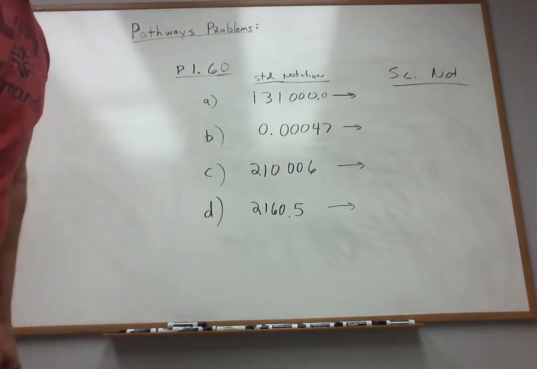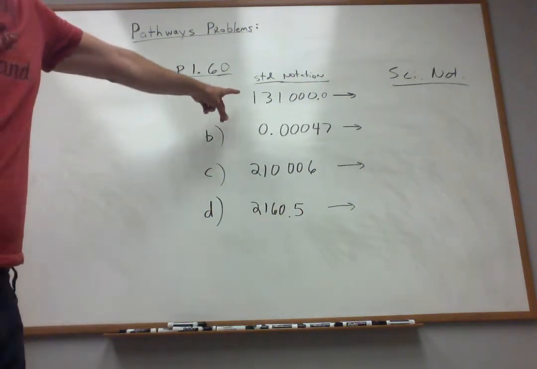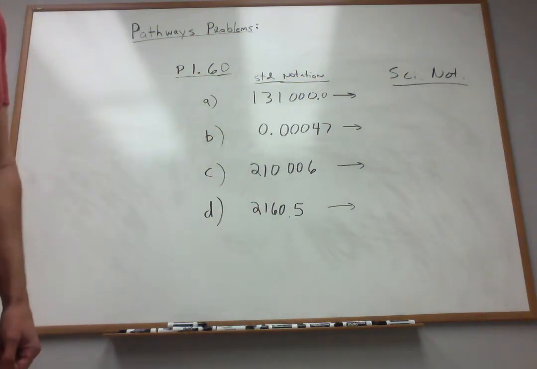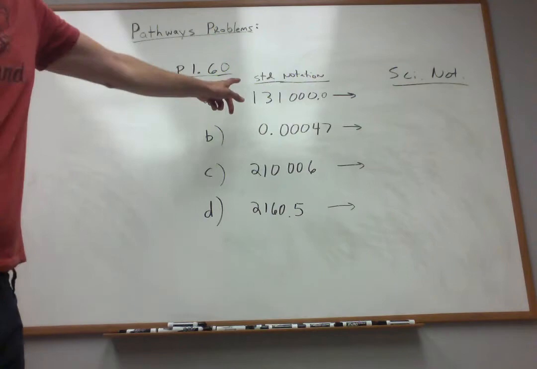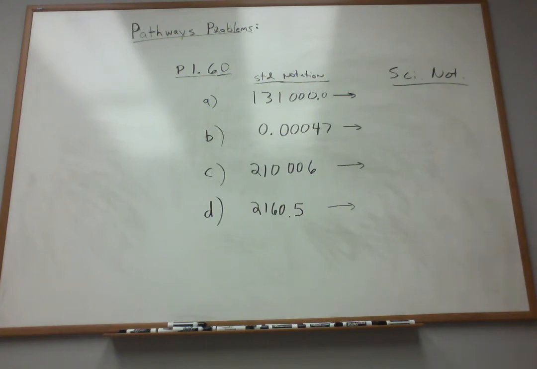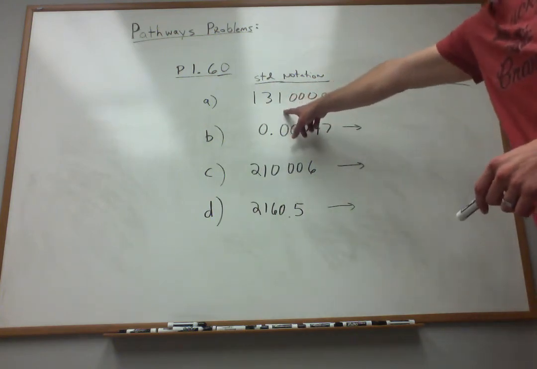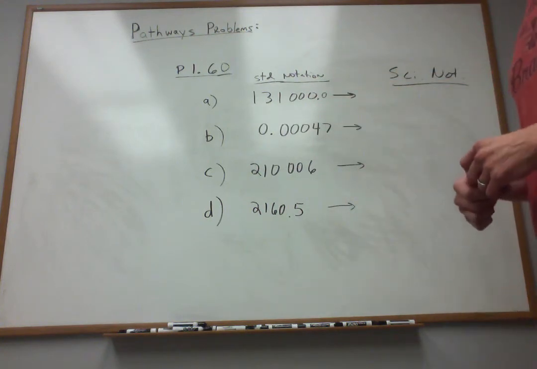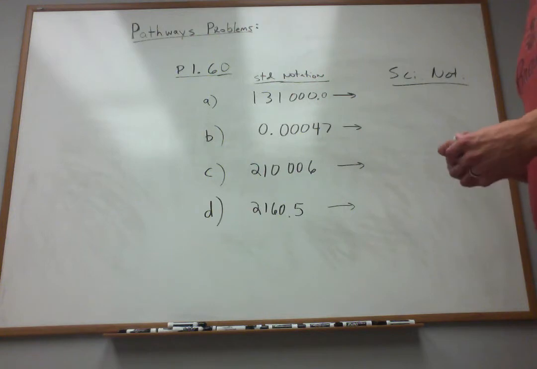It's a four-part problem, A through D, in which they give us a number, and we are to convert that into scientific notation. So from standard notation to this scientific notation with the exponent 10 raised to an exponent. Okay, so the first one, 131,000.0. Now, how are we going to convert to scientific notation?